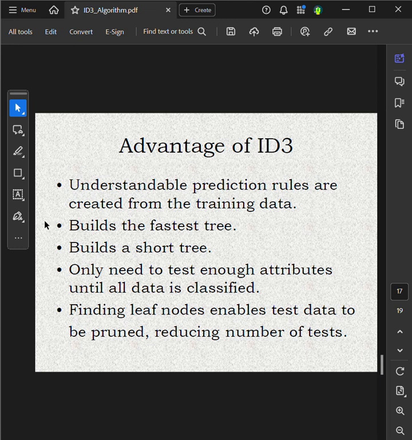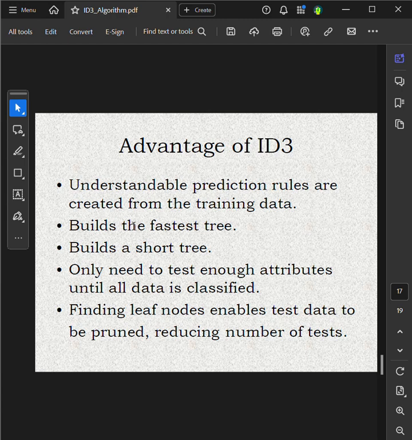Let's move on. Let's talk about the advantages. There are understandable rules, as the decision tree created by ID3 provides simple and interpretable rules for prediction. It builds a tree quickly and efficiently, often resulting in a short tree. The algorithm only tests the necessary number of attributes to classify all the data, which makes it computationally efficient.